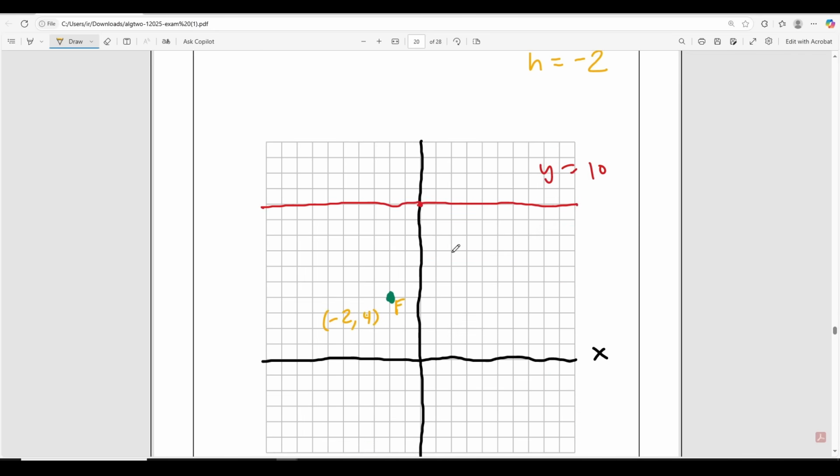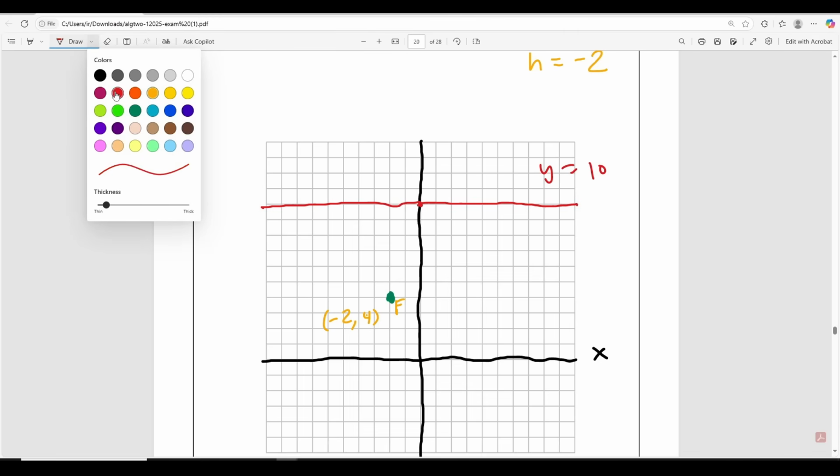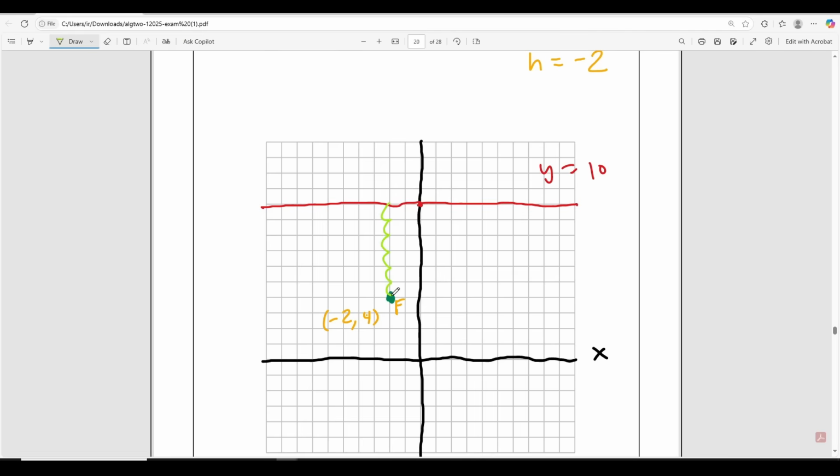Now the next thing I need to figure out is where my vertex is going to be vertically. Like I was saying, the vertex is equidistant from the directrix and the focus, meaning that it's the same distance from the focus up and from the directrix downwards. So the distance between the directrix and the focus is 1, 2, 3, 4, 5, 6, so 6 units. Half of 6 is 3. So the vertex has to lie around here, because it's 3 units from the focus and 3 units from the directrix. So that's how we balance it out.